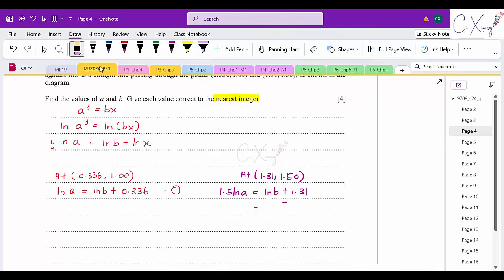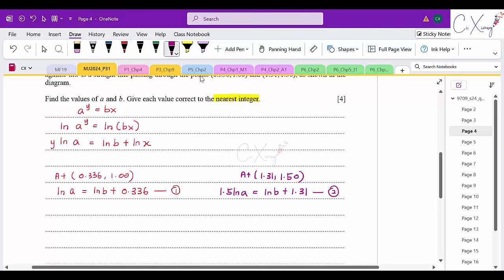Or if you don't want, you can just treat this as the second equation and solve them simultaneously, because you have a and b in both equations. So you can solve them simultaneously to get the answer. What I'm going to do now is substitute equation number 1 into equation number 2. So 1.5 (ln b plus 0.336) equals to this.